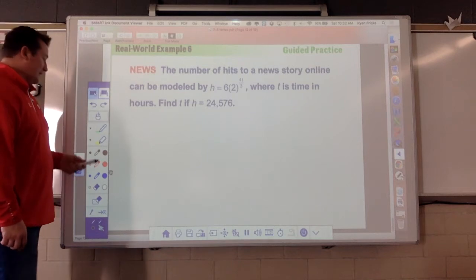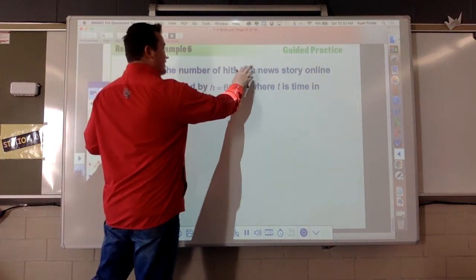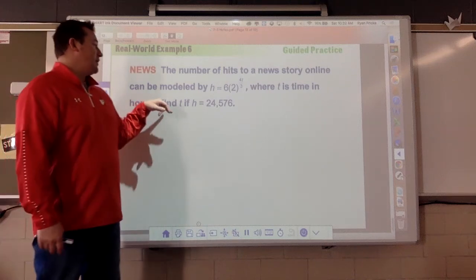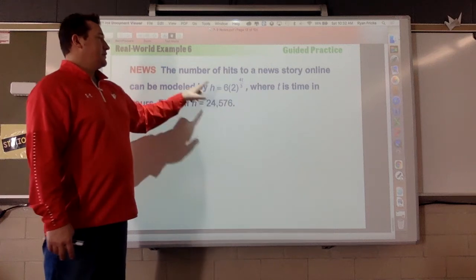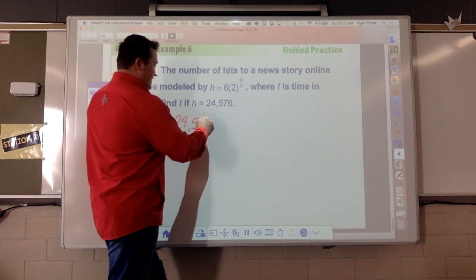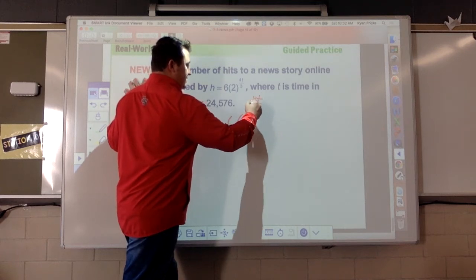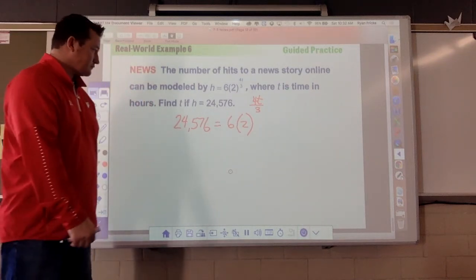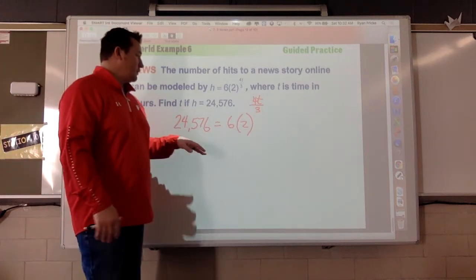All right, this one has the same structure to it, guys. I want you to try this one on your own. It says the number of hits can be modeled by this, where t is the time. Find the time, just like we did, if the number of hits is this number here. So replace h with 24,576. And this is 4t divided by 3. So go ahead, pause this. You guys try it.